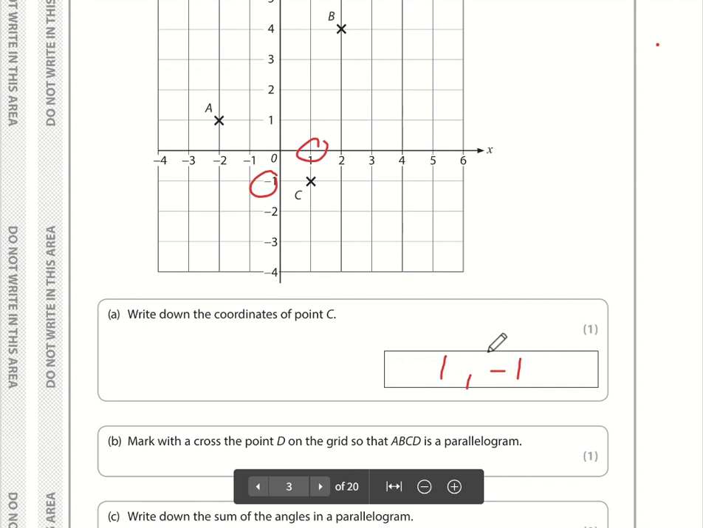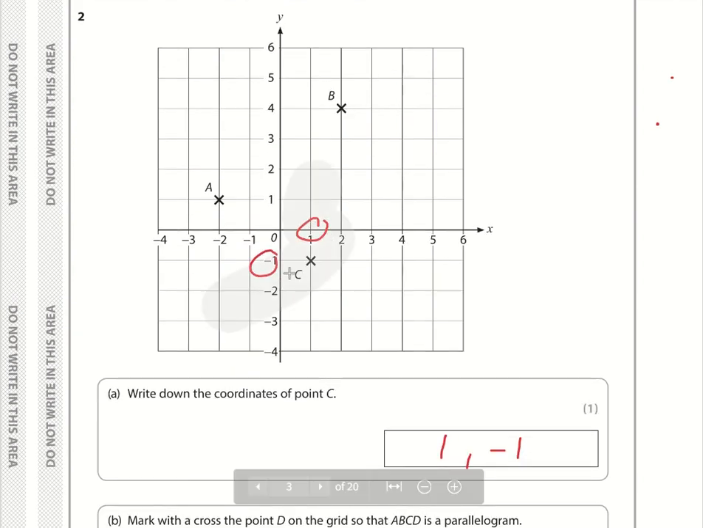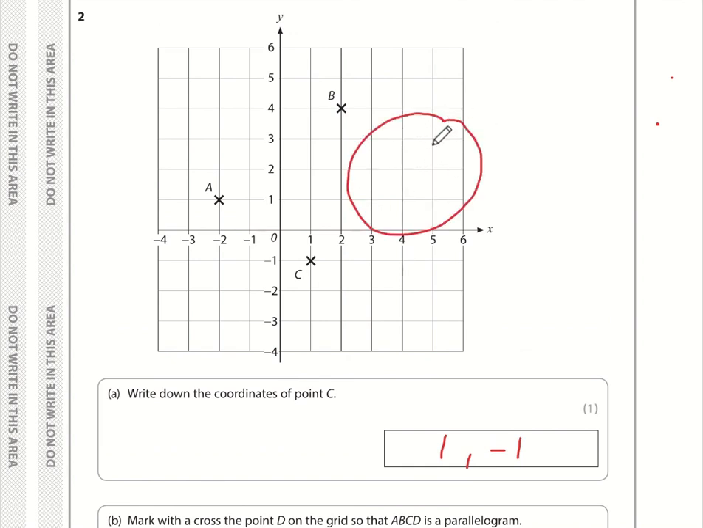Mark with a cross the point D so that ABCD is a parallelogram. Okay, first of all let me just delete this ink here. So for me there are 3 possible solutions, but the most obvious one is going to be a point which is somewhere over here. So how do I get to C from A? Well, I go 2 down and 3 across. So let's do the same from B. 2 down, 1, 2, 3 across. There we go. There's point D, which has coordinates 5, 2. We don't need to worry about the coordinates, we just need to mark the X, and we are done.